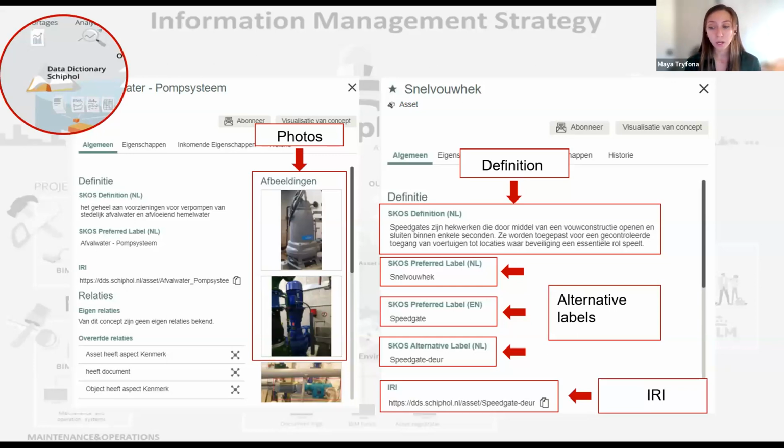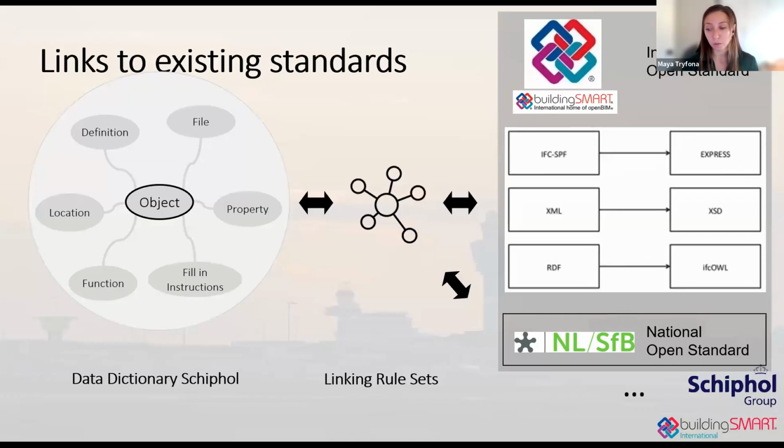In the next slide, you see the links to the existing standards, as we mentioned before. So our data model includes all the information requirements and has links to open standards. The two main links that we have and we maintain are towards the IFC, which is the openBIM international standard for the built environment, and another link that we are maintaining is towards the NL-SfB at the bottom right side, which is the national standard in the Netherlands.